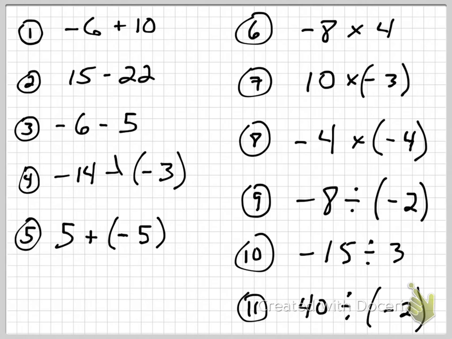There's your quiz. All right, so number one, right? Number one, -6 plus 10. Thinking of the poker chips. You tell me what's on the table. What's on the table, Dylan?